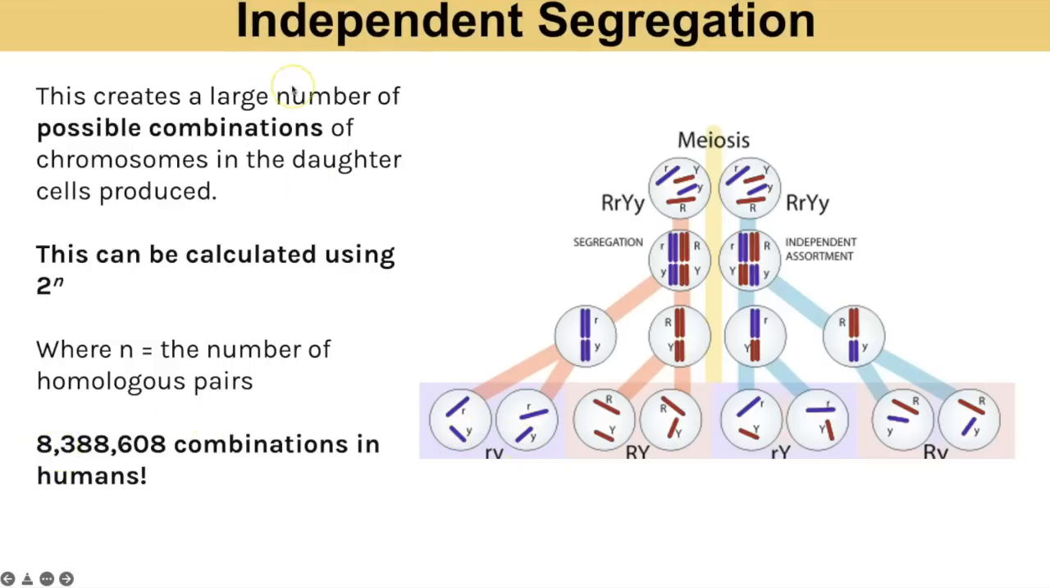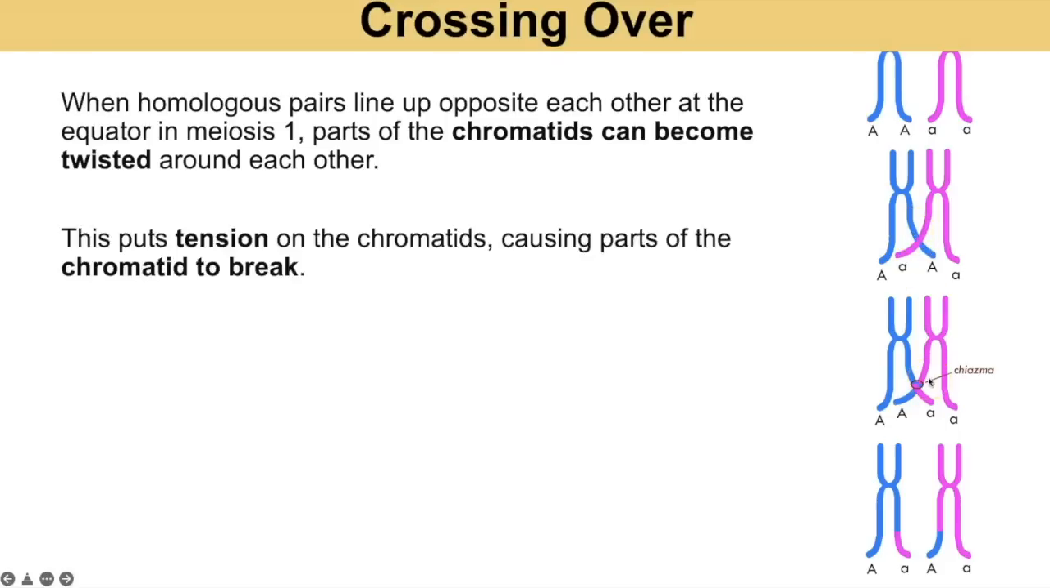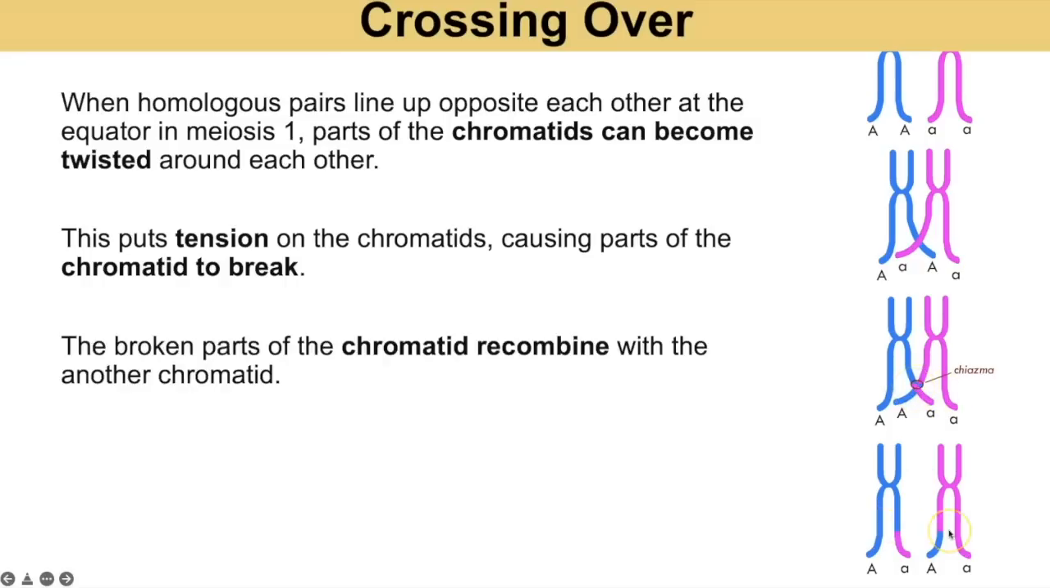just from independent segregation. Now, crossing over also occurs sometimes. It's actually quite rare, but it can occur. And again, it occurs when the homologous pairs of chromosomes line up at the equator and form a bivalent, which is what we call it when you have both of them next to each other. And you have chromatids from each of those chromosomes cross over and they can get twisted around each other. That puts tension on the chromatids, causing part of the chromatid to break and swap.